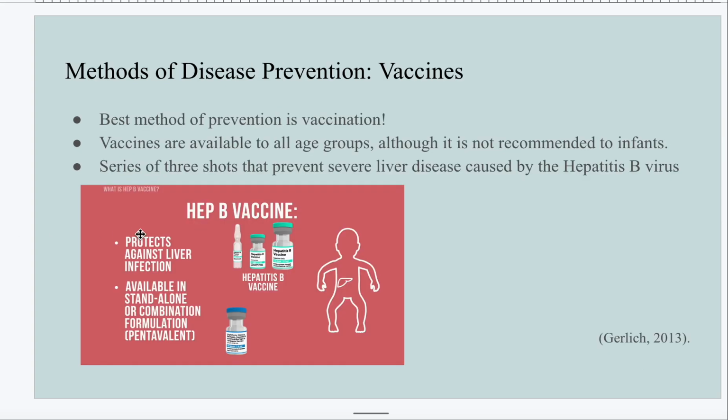Vaccines are the best method of prevention. Vaccines are available to all age groups, although it is not recommended to infants. There's a series of 3 shots that prevent severe liver disease caused by the hepatitis B virus. Here's a little infographic. Hepatitis B vaccine protects against liver infection, and it's available in standalone or combination formulation.